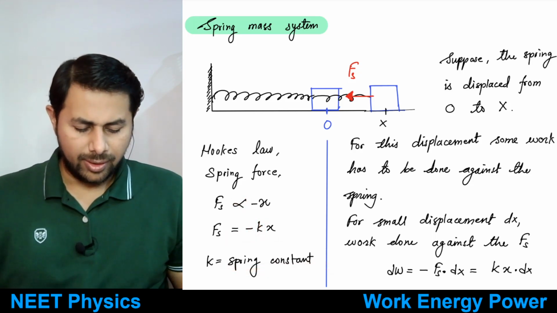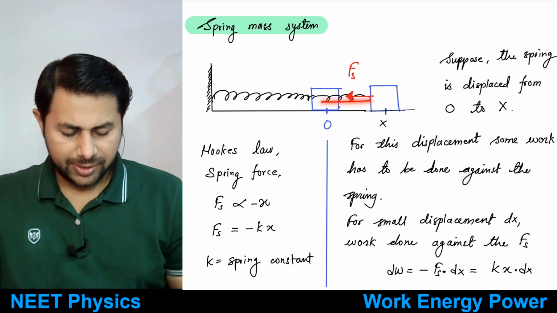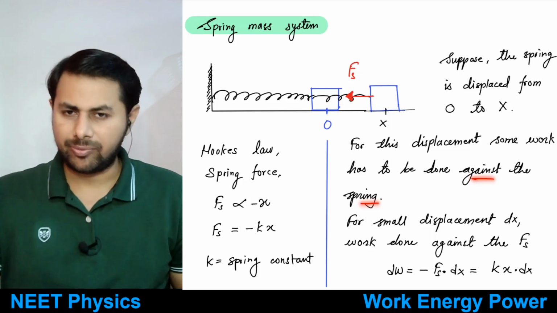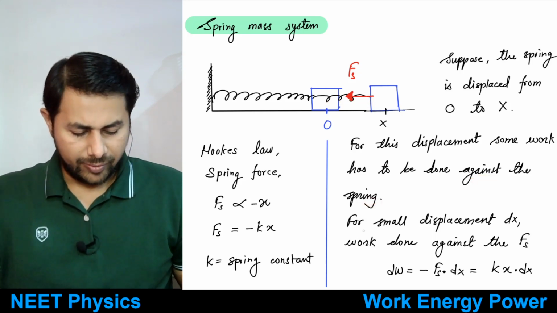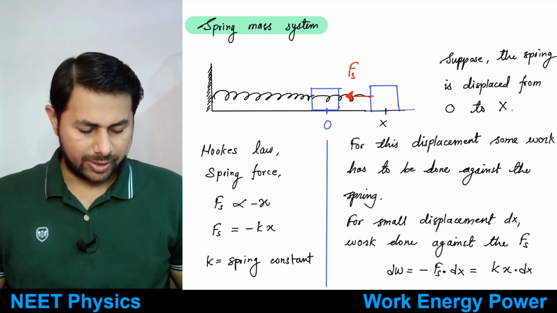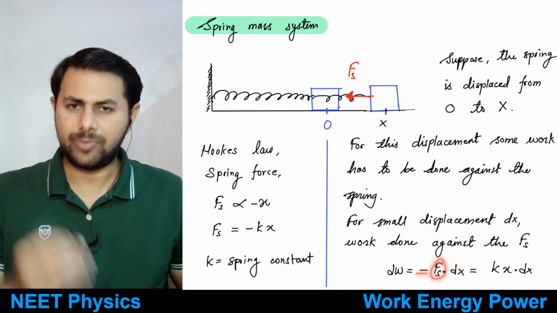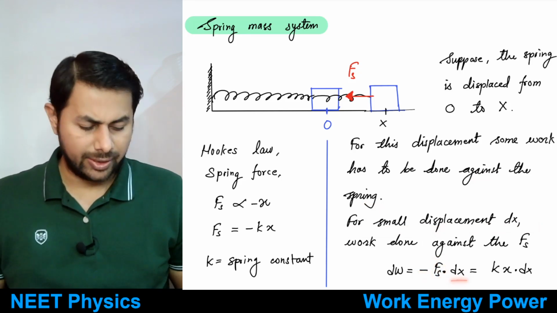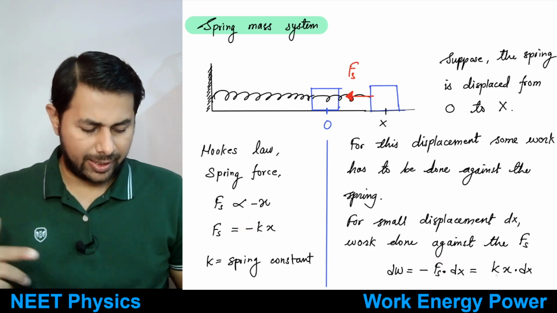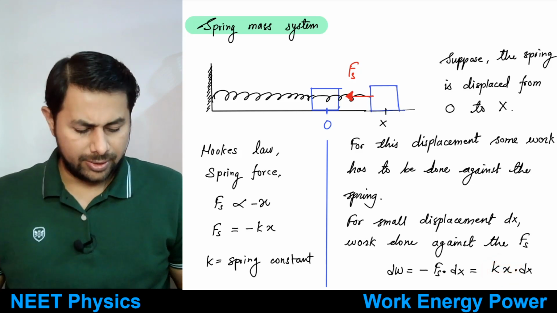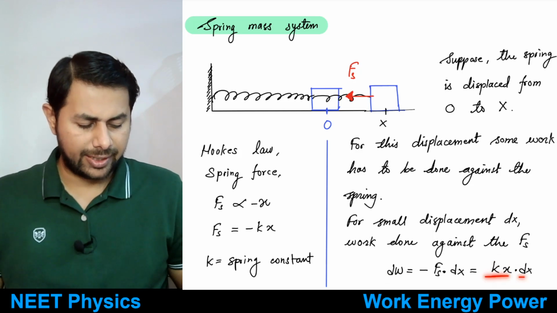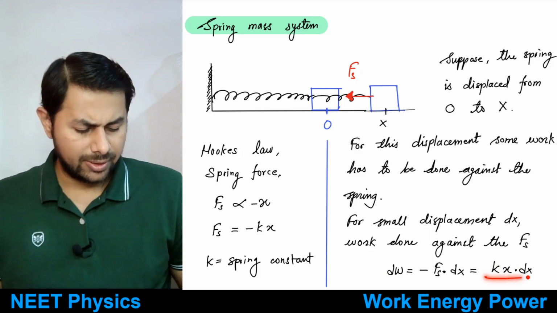Now when you displace it, some work is done. Some work has to be done against the spring force, and for a small displacement dx, the work done against the spring force is equal to minus of the spring force dot dx. The spring force is minus kx, so the external force that you need to apply is equal to what? Plus kx. So the work done is equal to the external force multiplied by dx, that is kx dx.